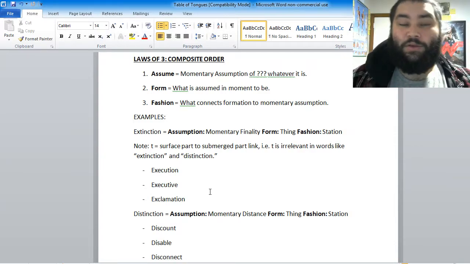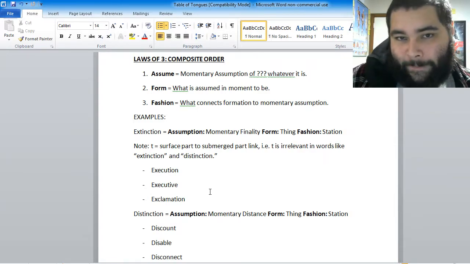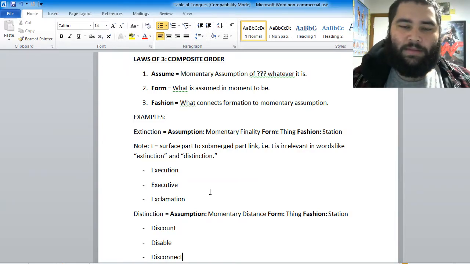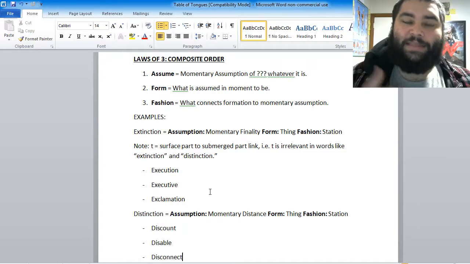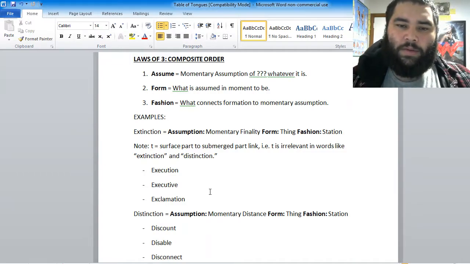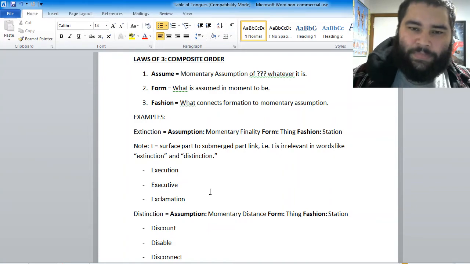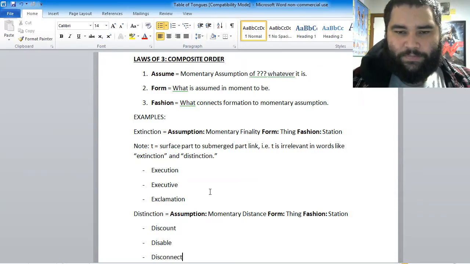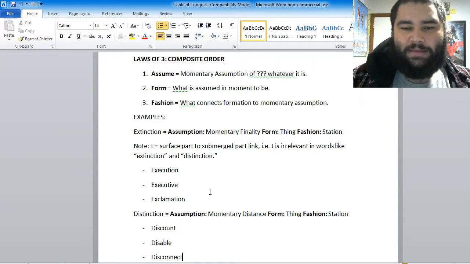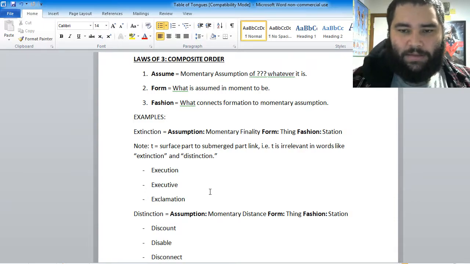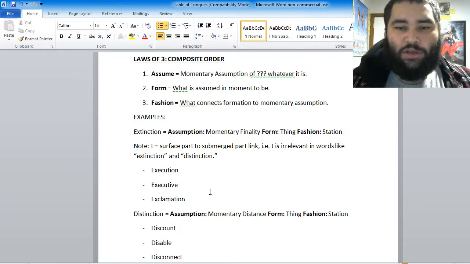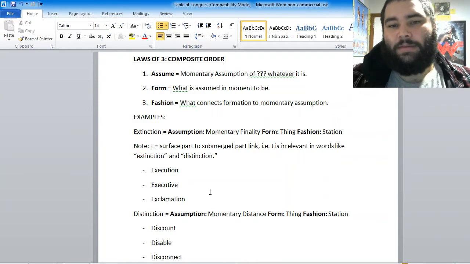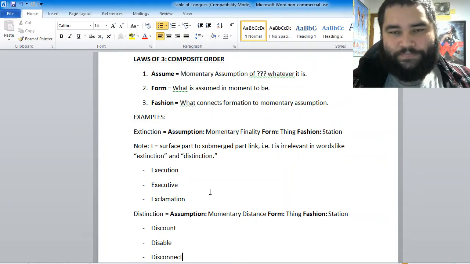But early man doesn't have time for that. So what early man does is go off of feeling or instinct. In the case of extinction, it's momentary finality. Something has ended, essentially. And what has ended is the form, the thing in this case. And the fashion is the station, or the state, in other words, right?